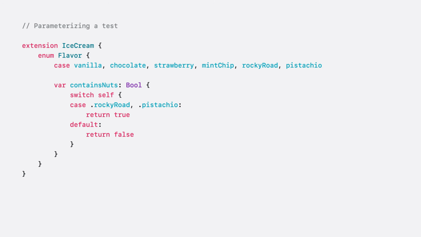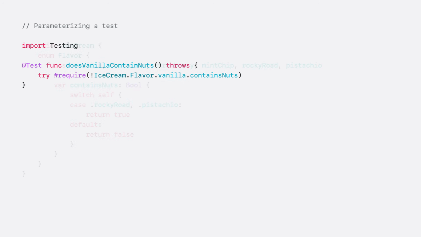With Swift testing, you can easily run a single test function with many different arguments. Let me show you what I mean. This enumeration lists various ice cream flavors, and you can check if a particular flavor contains nuts. The contains nuts property needs test coverage for every case in the enumeration. Swift testing's parameterized testing makes adding that test coverage a piece of cake.